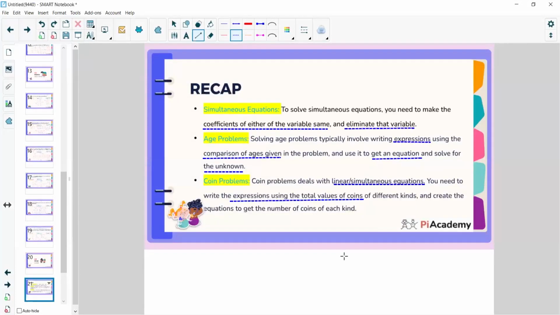You multiply the number of coins by its value. And then you add up the total amount to the given total. Okay. That's how you solve simultaneous equations and the age problems and coin word problems.